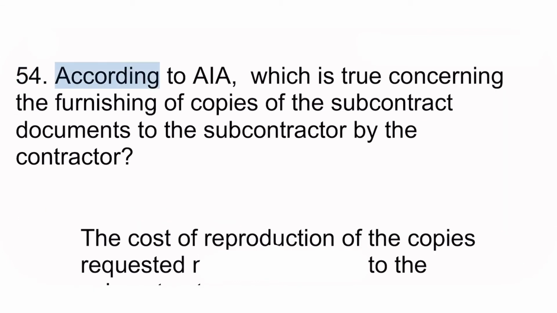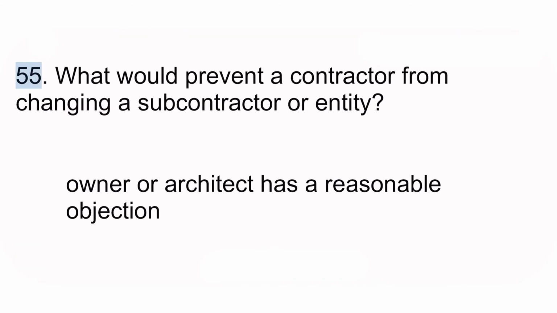54. According to AIA, which is true concerning the furnishing of copies of the subcontract documents to the subcontractor by the contractor? The cost of reproduction of the copies requested may be charged to the subcontractor. 55. What would prevent a contractor from changing a subcontractor or entity? Owner or architect has a reasonable objection.